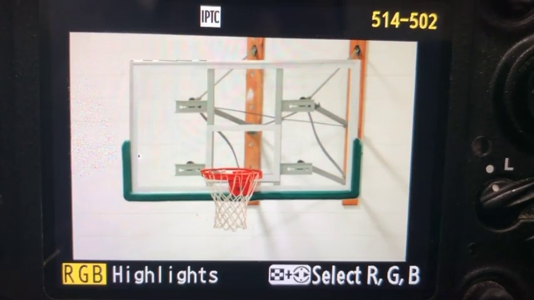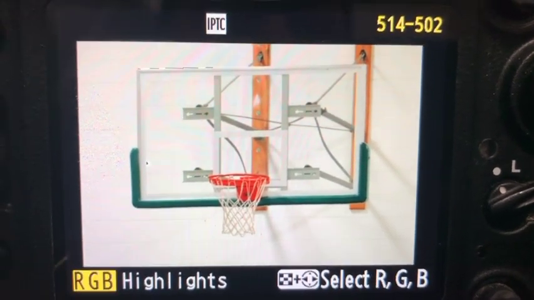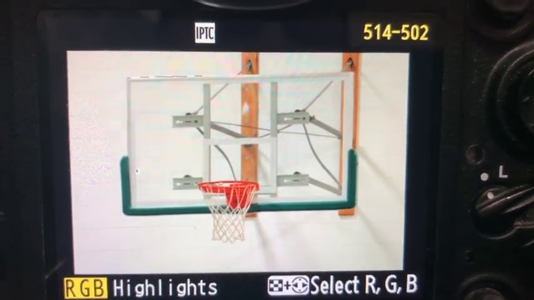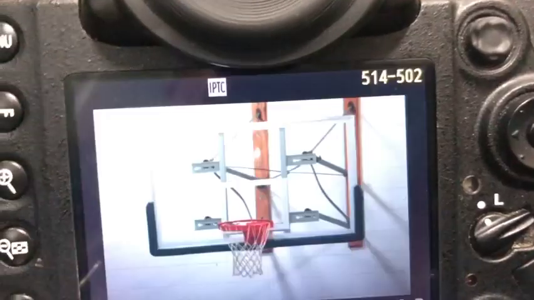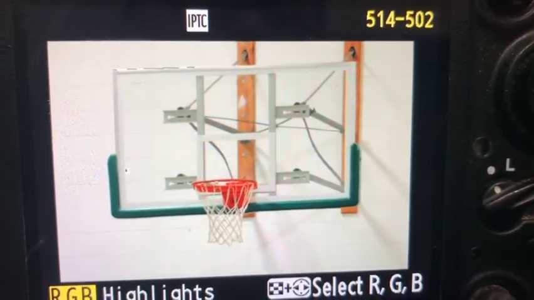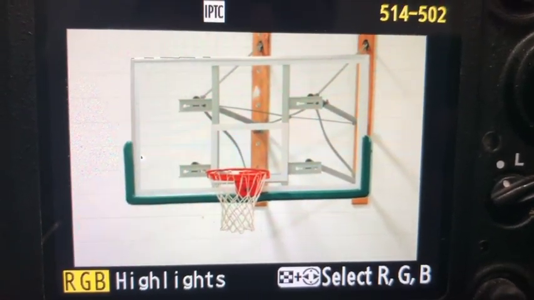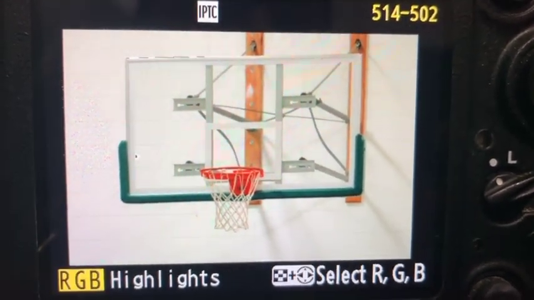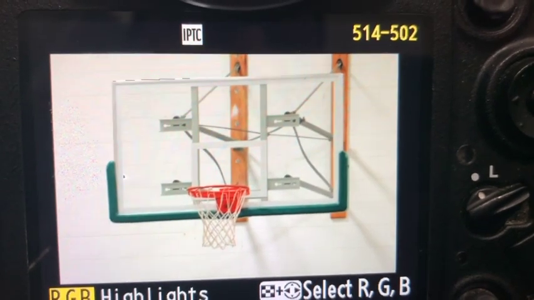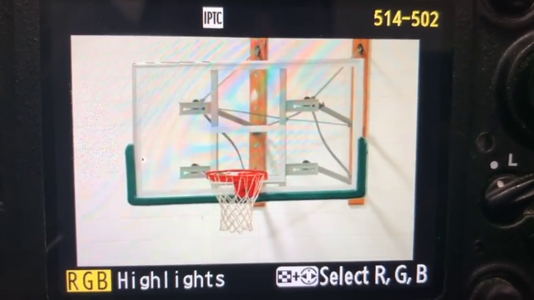Another way I tell if I have a good exposure is looking at the blinkies, and I see the only thing blinking is a little bit of glare from the glass on the hoop, which to me is not a problem. So that means, again, nothing important is blowing out here, so the exposure looks good. And also these cameras have a calibrated monitor, so I get a good idea of exposure from using these tools.